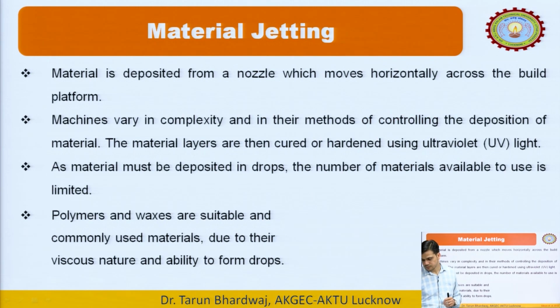OK, now material is deposited from a nozzle which moves horizontally across the build platform. OK, and the machines vary in complexity and in their methods of controlling the deposition of the material, and the material layers are then cured or hardened by UV light. As the material must be deposited in drops, the number of the materials available to use is limited. OK, because यहाँ पे हम लोग ड्रॉप फॉर्म में मटेरियल को जेट करते हैं, तो इसका बेसिकली ये है कि आपकी थोड़ी कंस्ट्रेंट हो जाती है मटेरियल के लिए यहाँ पे. तो polymers and waxes are suitable and commonly used materials due to their viscous nature and ability to form the drops.